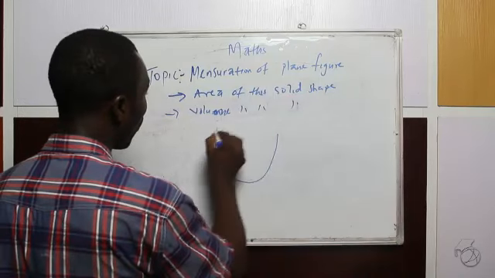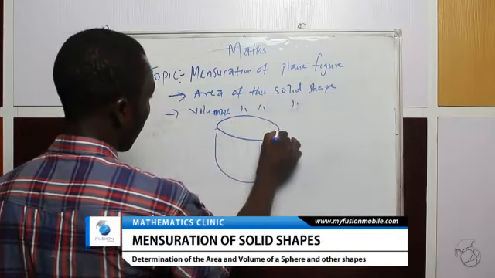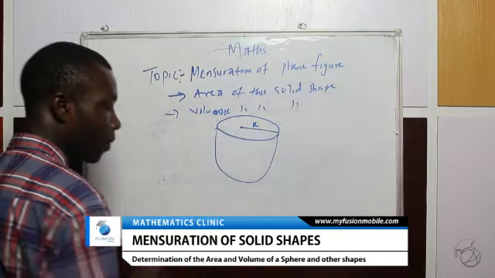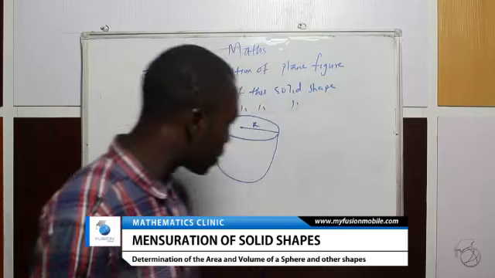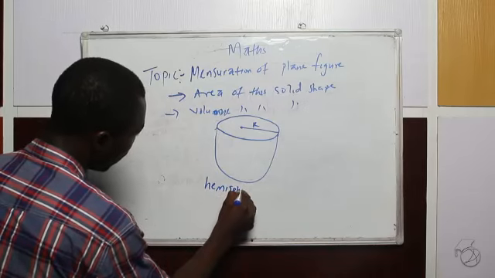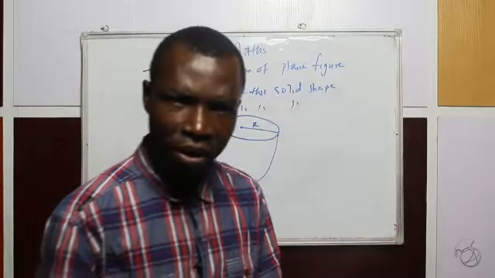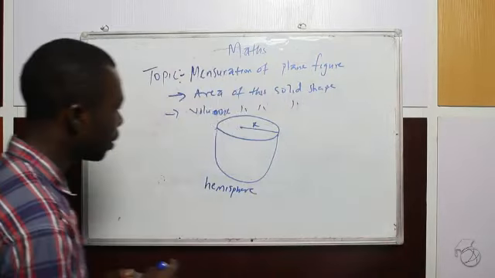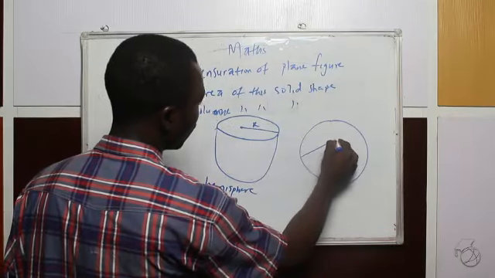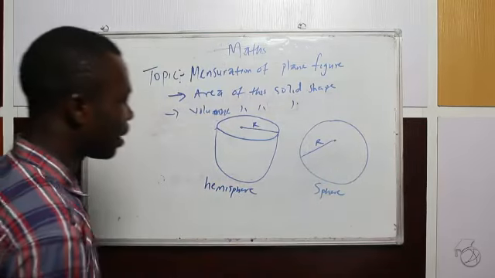Let me show you the shape of a hemisphere. This is the shape of a hemisphere. It's an example of a solid figure, a solid shape, which we have to understand very well. There are differences between a sphere and a hemisphere. This is a sphere. This is a hemisphere.